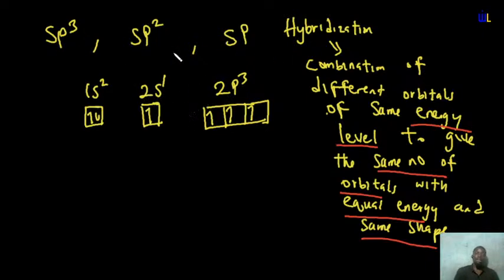Now, what are these types of hybridization? In sp3 hybridization, it means I'm combining this s with 3 of the p's. That is all. Once I'm combining one of the s with 3 of the p's, what I just did is sp3 hybridization. So basically, that is that.